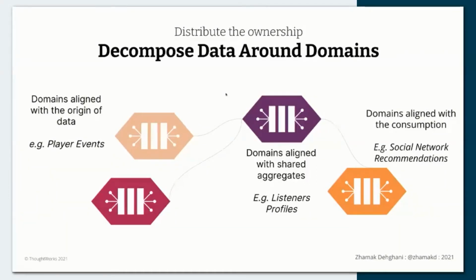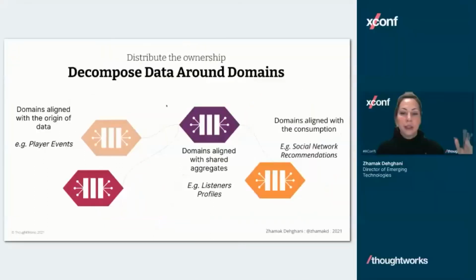You have domains that are aggregating, perhaps, like your listener profiles, that are aggregating information from how the listeners are behaving with your players and what information they provide to you during registration. You have the domains that are more aligned with the use cases. So maybe you're doing some sort of a recommendation based on the social networking and who's friends, who's following whose playlist and what preferences they have.